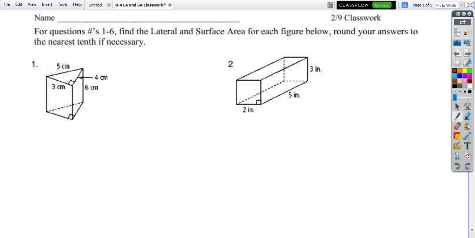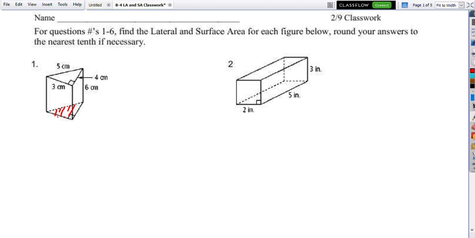So first shape here is a triangular prism. Okay, so remember prisms for lateral area have the formula of the perimeter of the base times the height. Okay, and the surface area is the lateral area, whatever that is, plus 2 times the area of the base. And this formula 2b here is going to change depending on the shape. Okay, so let's go back to lateral area for a second.